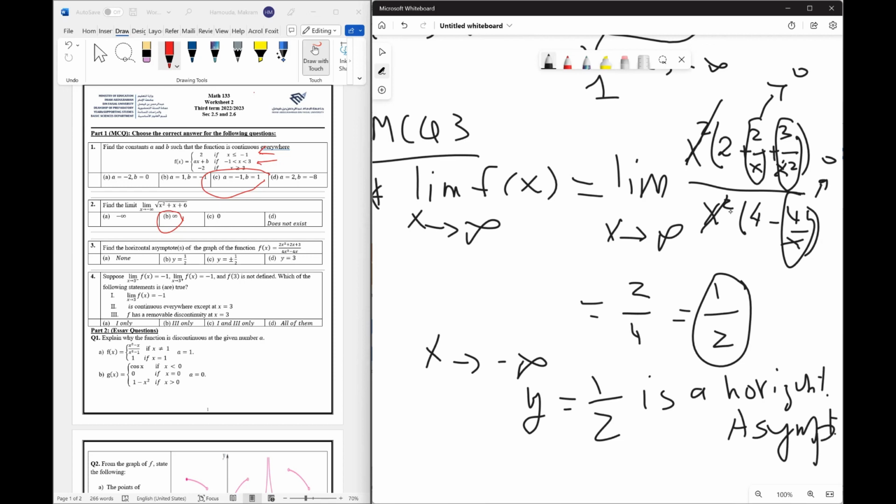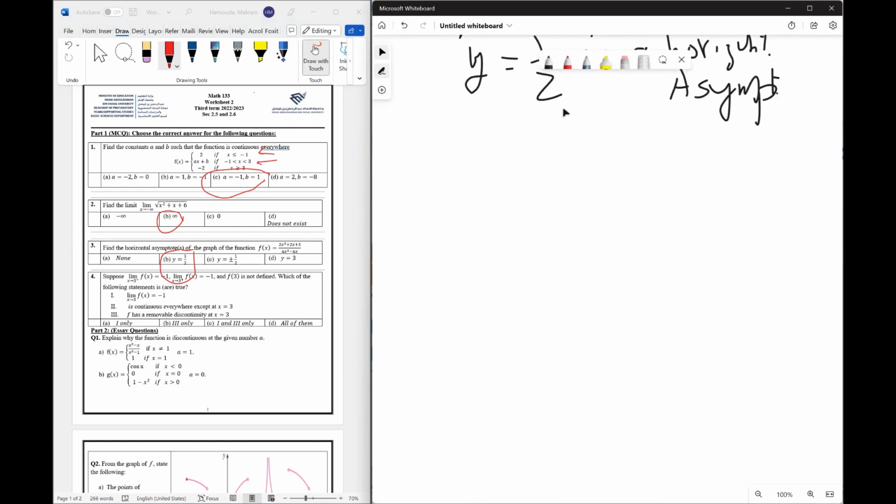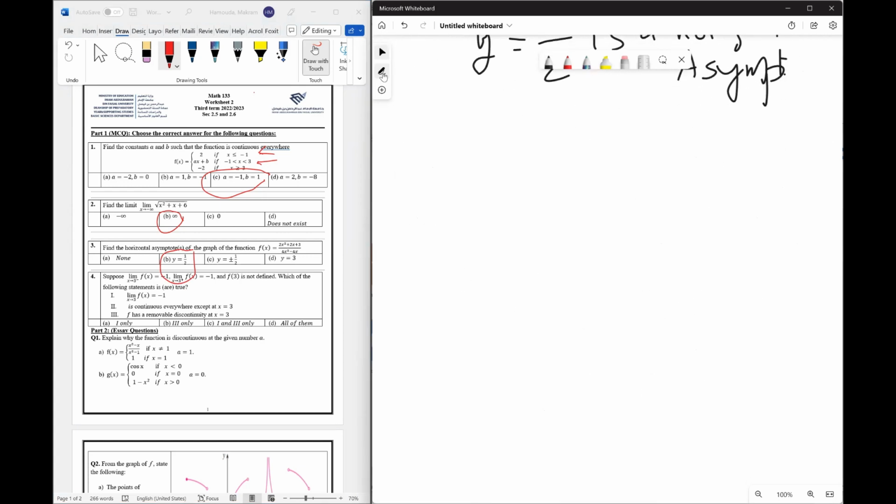So the answer here is B. Now move to MCQ number 4. And we have 3 statements. We want to see which of the following are true or is true. So let's start with the first one.